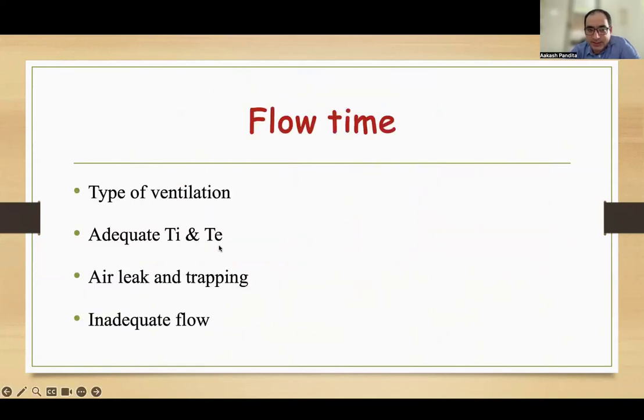So the flow time graph tells us the type of ventilation, that is pressure versus volume. In volume, we will have a square wave. It also tells about the adequate TI and TE. So the inspiratory hole should be as small as possible.